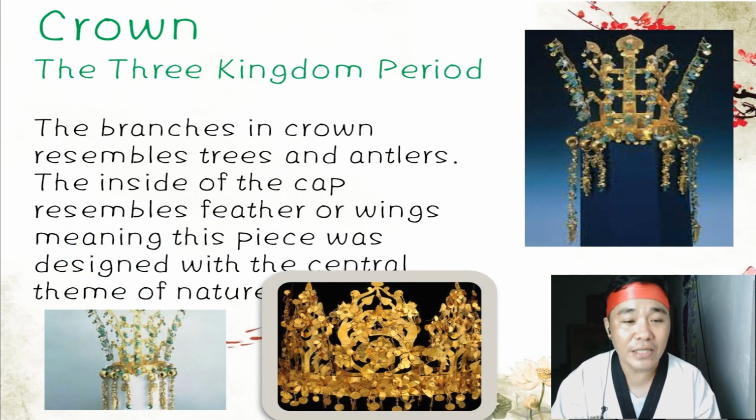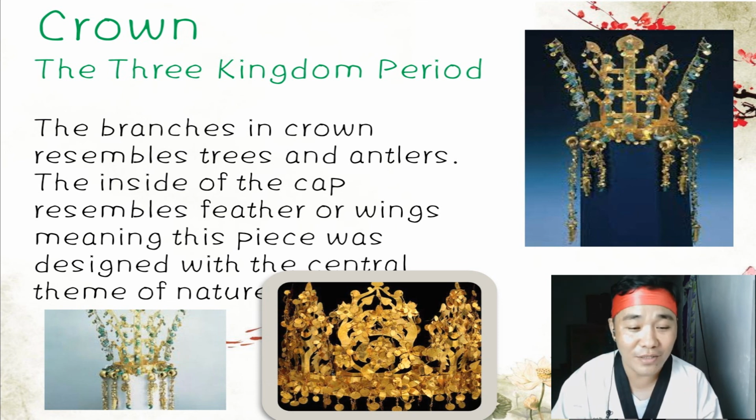In the Three Kingdoms period, the crown is very significant as a work of art. The branches of the crown resemble trees and antlers. The inside of the cap resembles feathers or wings, meaning this piece was designed with the central theme of nature.